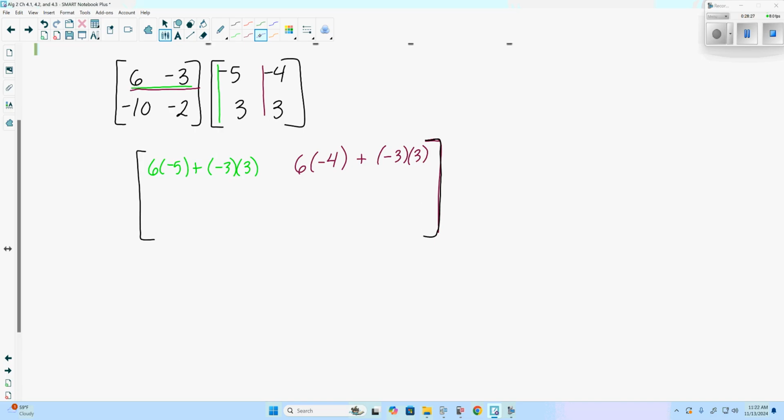So we do this with the first row each and every time. We go over, down with the first row, first column, then first row, second column. If the second matrix had a third column, we'd do it again. We'd keep doing it for every column the second one has. And then we move to the second row and do the same thing.